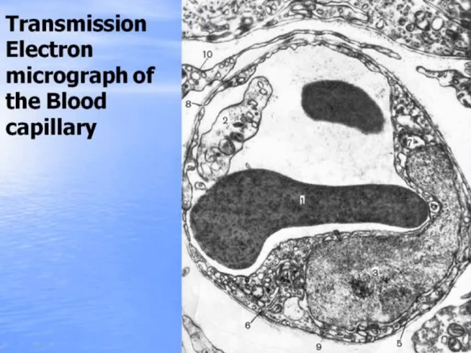This is a transmission electron micrograph of a blood capillary transverse section. You see the lumen, this blood, formed elements like erythrocyte and platelet. You see the wall, the capillary wall, consists of endothelial cells.